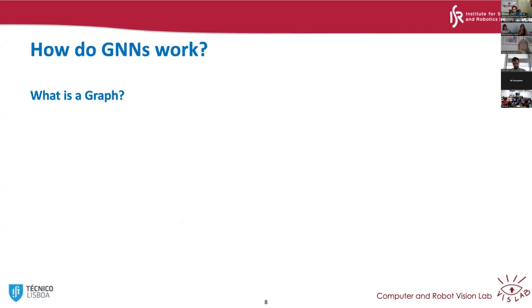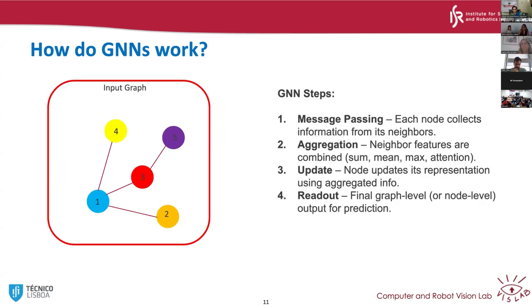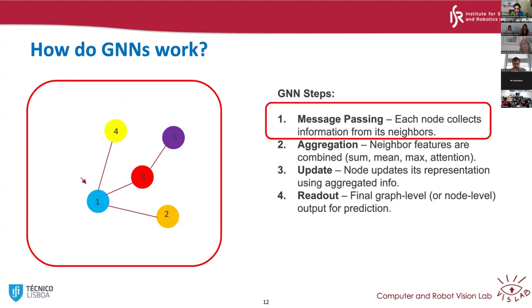So a solution to include this spatial information is graph neural networks. Before explaining how they work, I will first explain what a graph is. A graph is a set of nodes and edges that connect different nodes. In graph neural networks, we receive a graph and then we go through 4 different steps. The first step is message passing, where we aggregate information from the neighbors and the node itself.